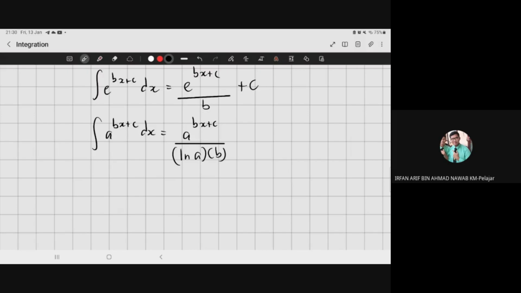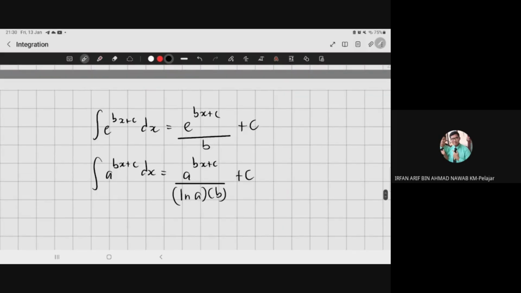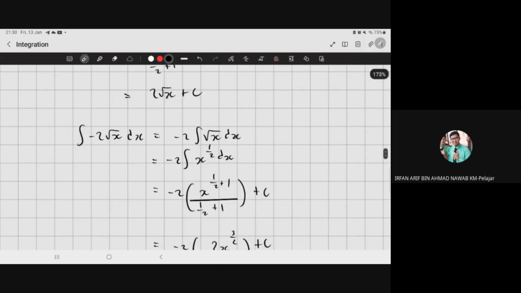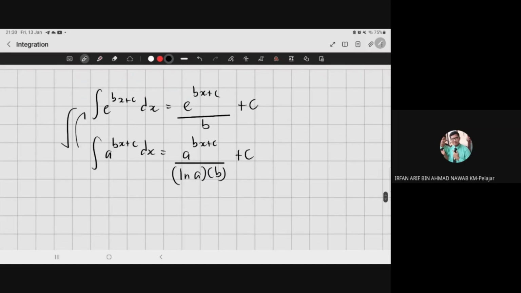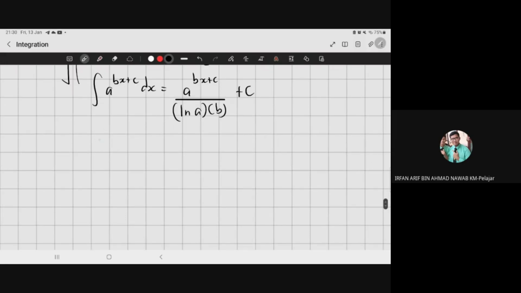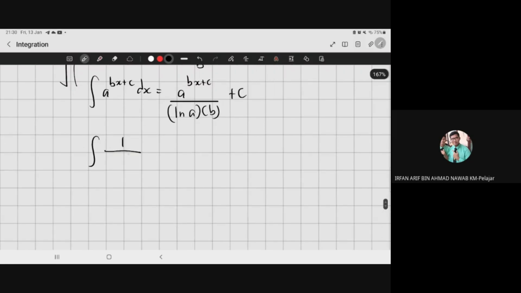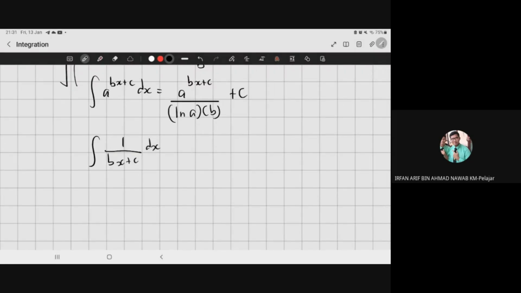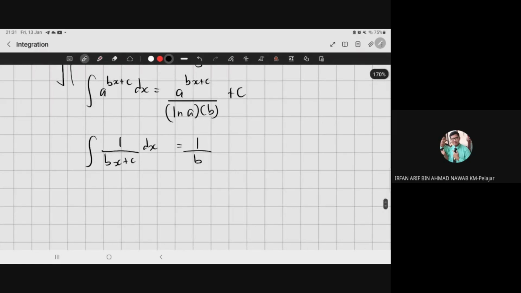Yeah, that's about it. Nothing much to see here. These are equivalent in a way, because ln e is equal to 1. That's why there is no ln e, because it's equal to 1. And then you have this integral: the integral of 1 over bx plus c dx. You will obtain 1 over b times ln of bx plus c, plus c. Okay, that's about it.